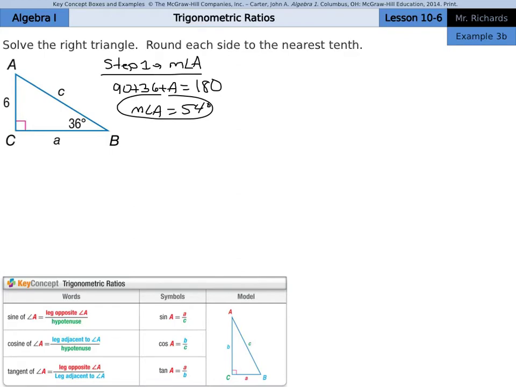And that's the first part of our solution as we look to solve the right triangle. Solving the right triangle means find all the missing angles, all the missing sides. Now, step 2. Let's pick a side to find. Let's find A. Now, as we look at our angles, we're given the 36. Let's just use that this time. Let's use angle B as our starter here.